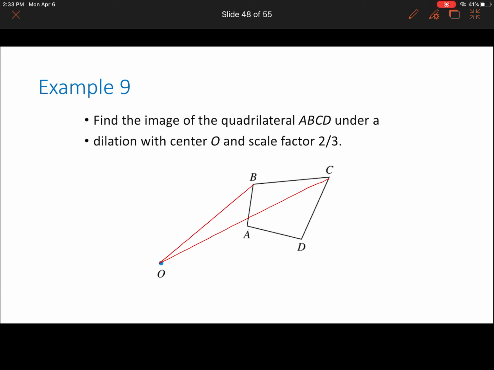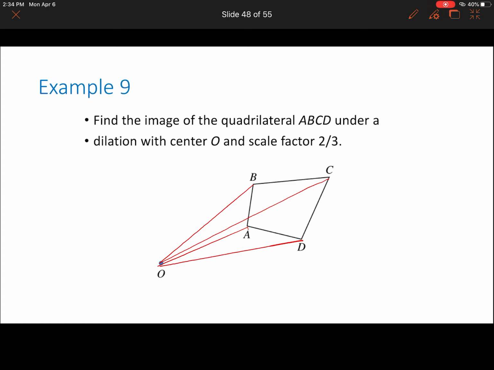From A to O would be there. And then we'll do D to O, which is there. Again, it's slightly off, but close enough that you can get the idea. Now, why is this O important? Well, this point O is going to be that center around which our dilation happens.